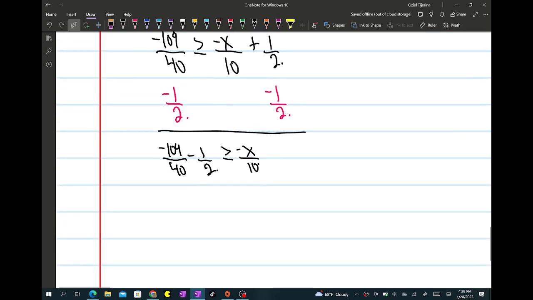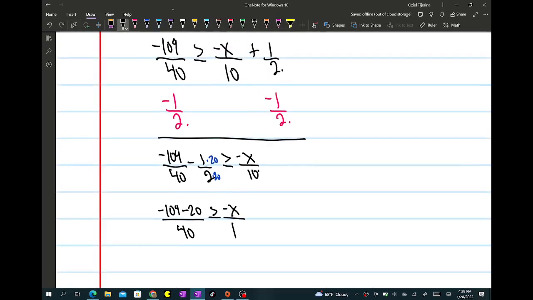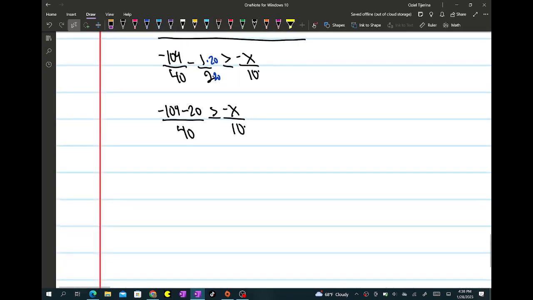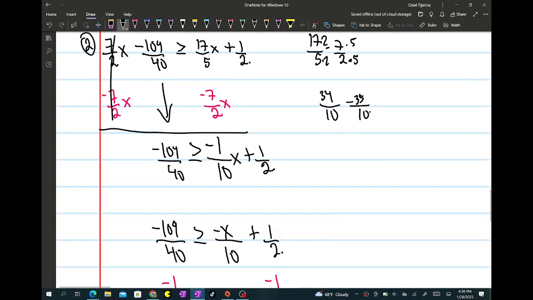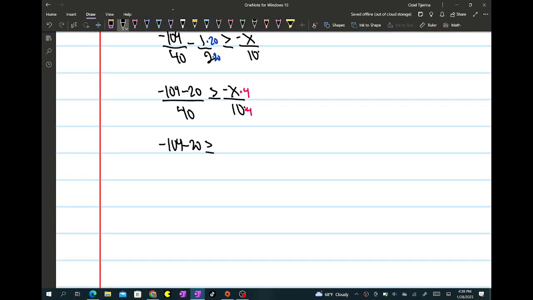So again, you would get the common denominator, so times 20, so then you would get negative 109 minus 20 over 40 is greater than or equal to negative x over 10. So then you would go ahead and say, if you want the common denominator here, you would do times 4 on top and bottom. So then that would give you negative 109 minus 20 is greater than or equal to negative 4x.